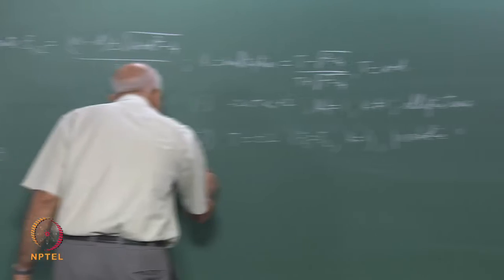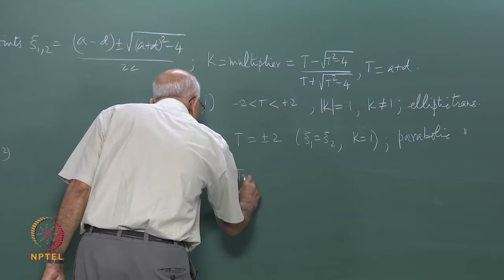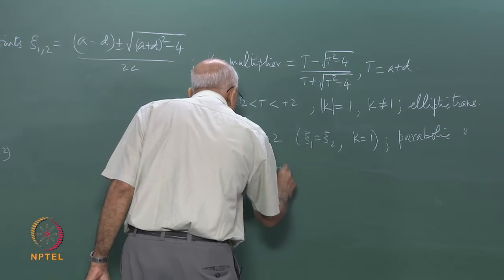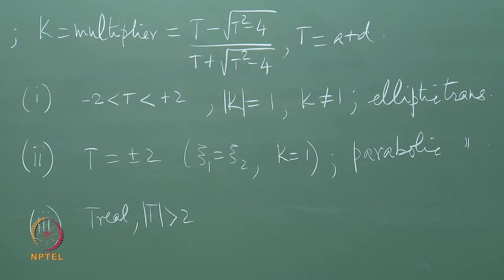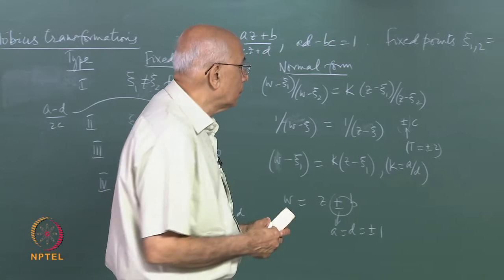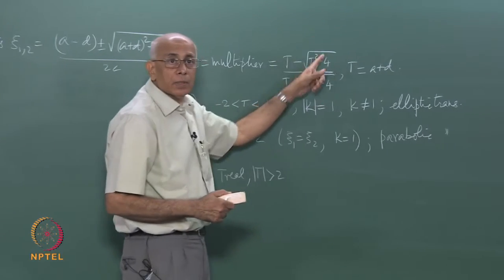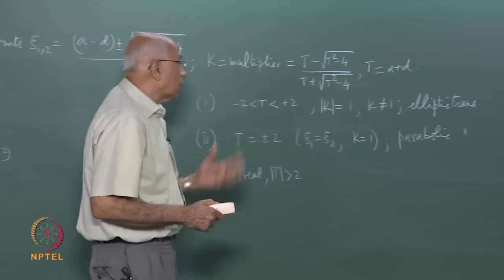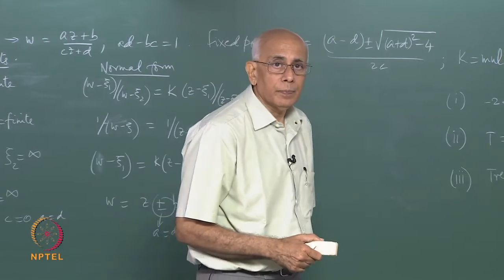The third case is when t real, mod t greater than 2. So it is on the real axis A plus D, but outside the interval -2 to +2. What happens then? Then this number is certainly a fraction of some kind, it is a real number of some kind. So mod k is a real number and is not equal to unity.